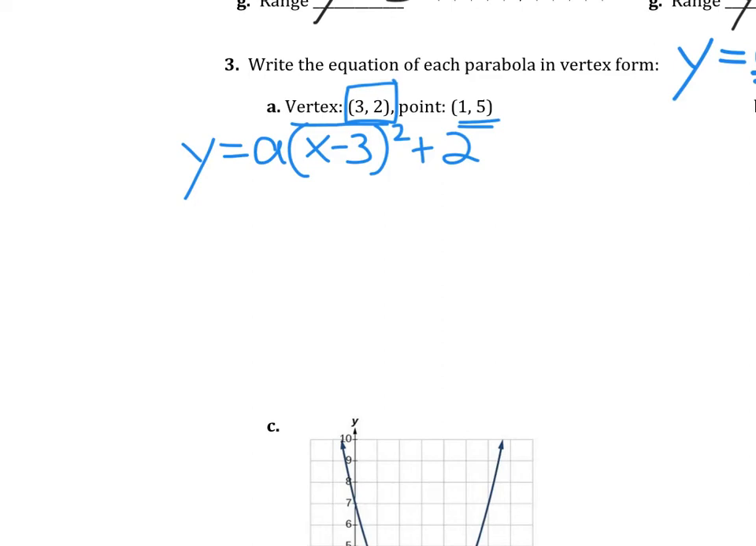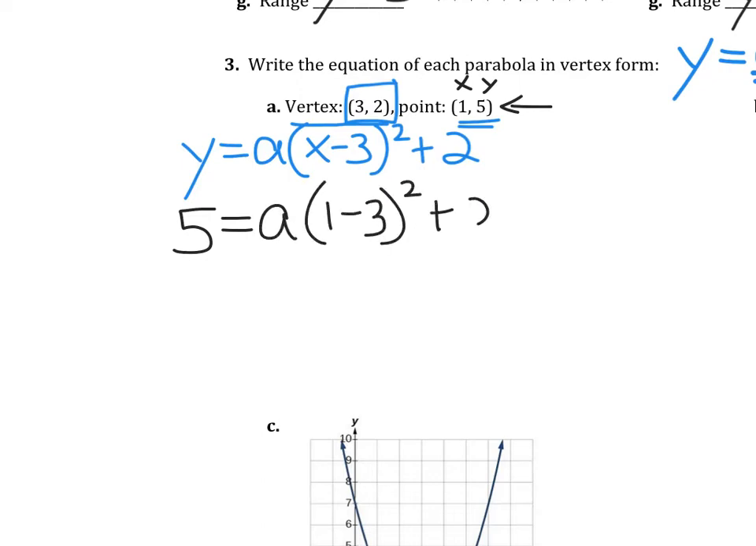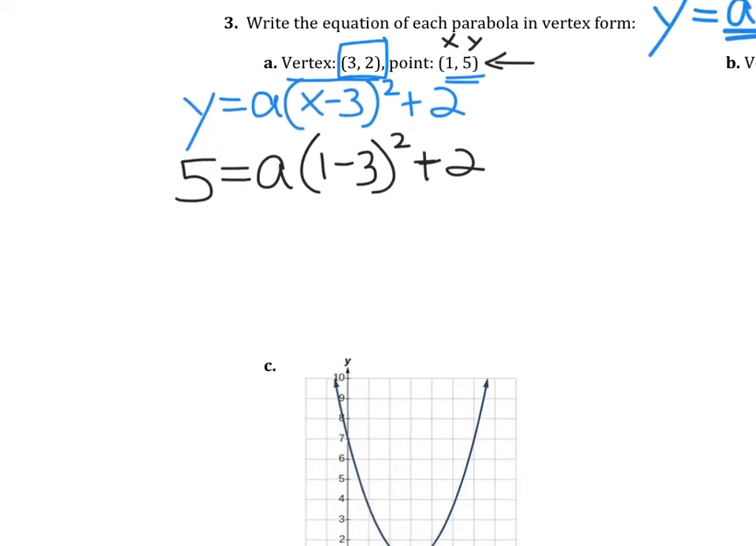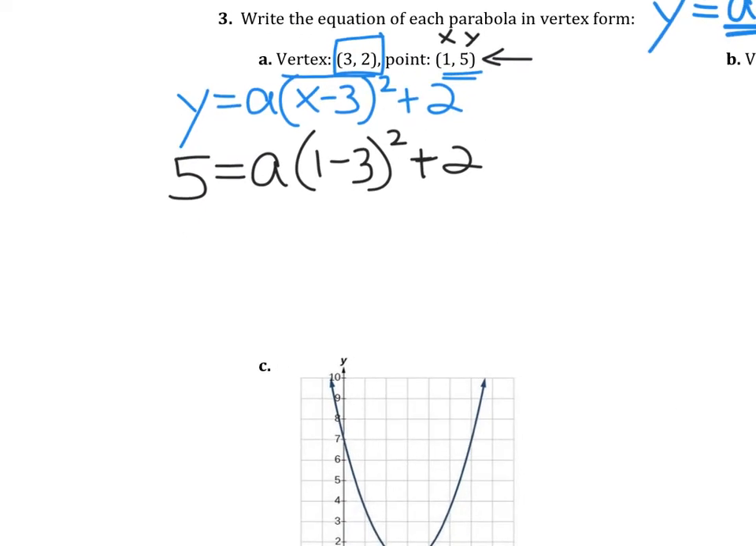Now I'm going to take this point, because I haven't used this yet. This point is x and y, so x equals 1 and y equals 5. I'm going to plug that into my equation here. So 5 equals a times (1 minus 3) squared plus 2. And now I can solve for a because I have one variable and one equation.